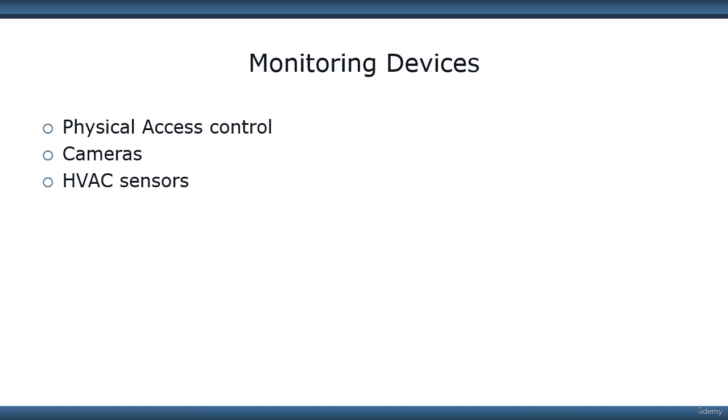Those cameras are connected into the network. Physical access control devices can be connected into the network and can be managed by central software. HVAC sensors for heating and air conditioning can also be plugged into the network for the purposes of notification. And from an environmental standpoint, it's very important that we keep data centers, server rooms, and network closets cool. And so it can be a big deal to have those HVAC sensors that are reporting back.